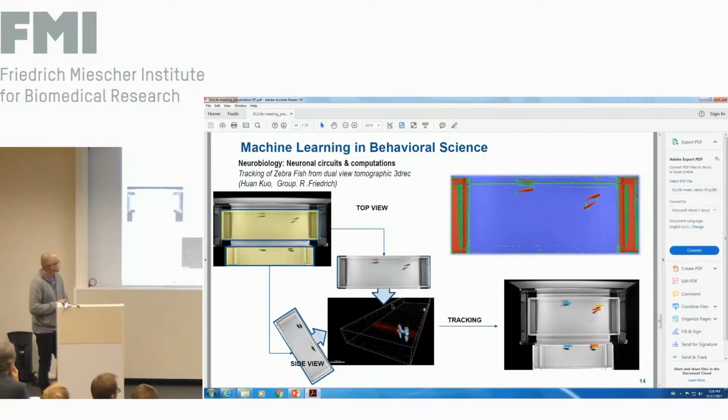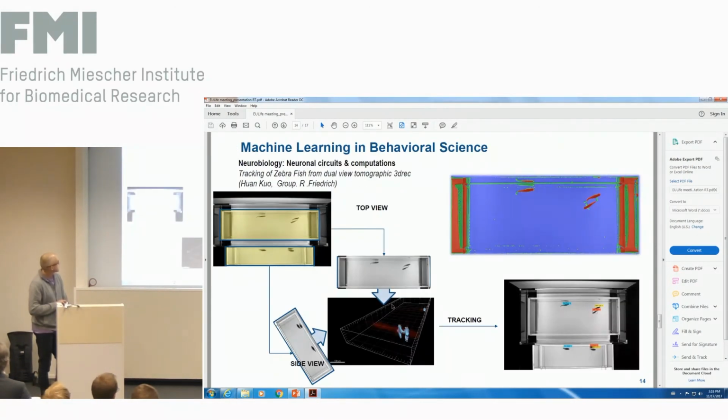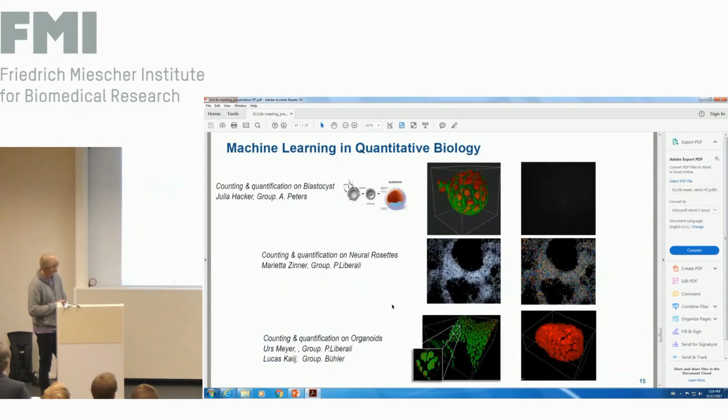Okay, no problem. So here we had some other behavior science example with zebrafish. Here with quantitative biology, we show that these workflows work on blastocysts for the segmentation of the nuclei, for the counting and quantification of neural rosettes as well, and on organoids, where the main challenge is to be able to separate with a watershed the different nuclei.